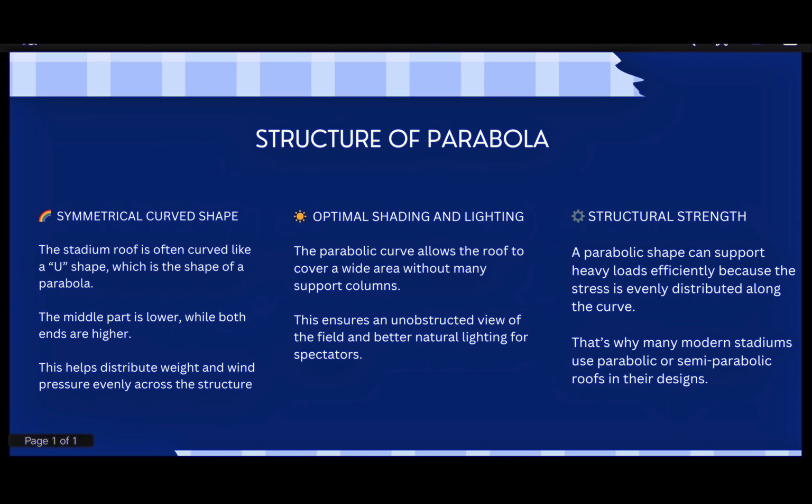Now let's look at the structure of the parabola. First of all, the stadium roof has a symmetrical curve shape, or a U shape, which is, as we all know, the shape of a parabola. This symmetrical shape helps balance the weight and the wind on both sides of the structure. Other than that, optimal shading and lighting.